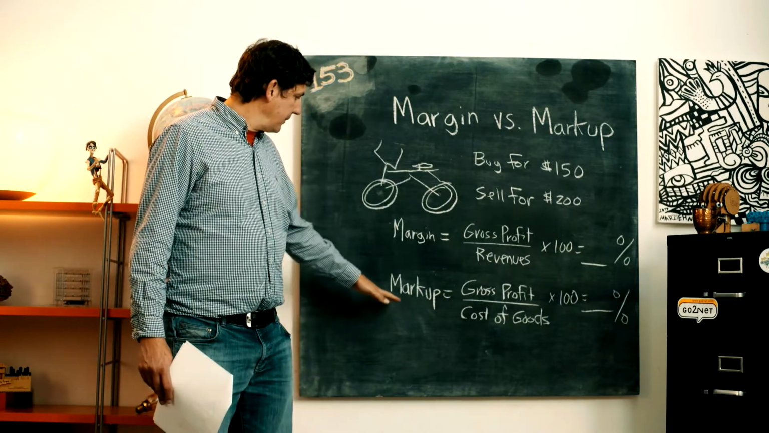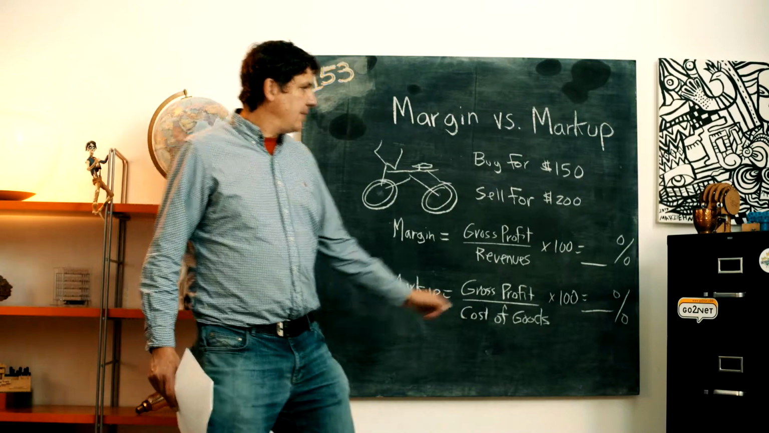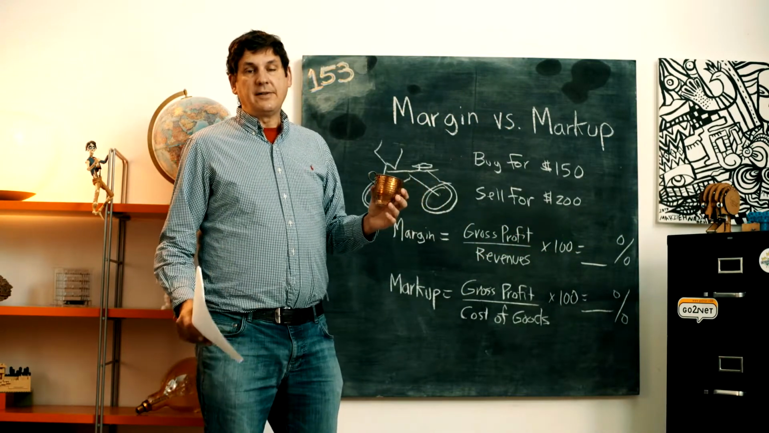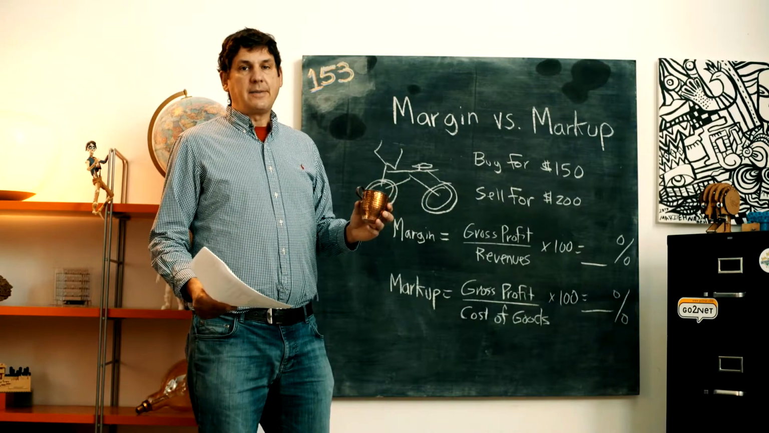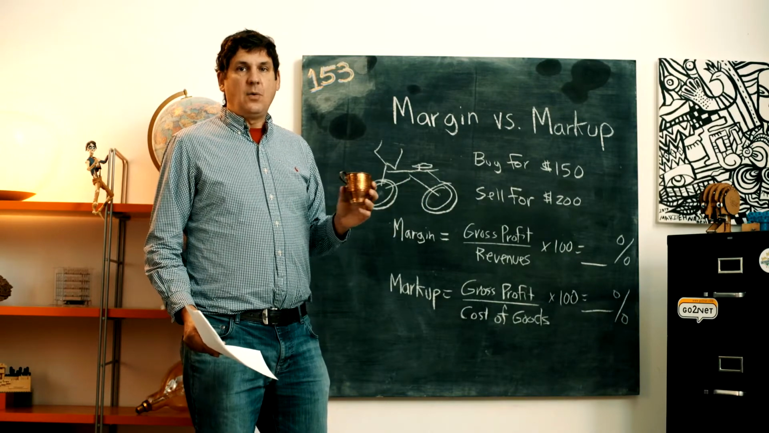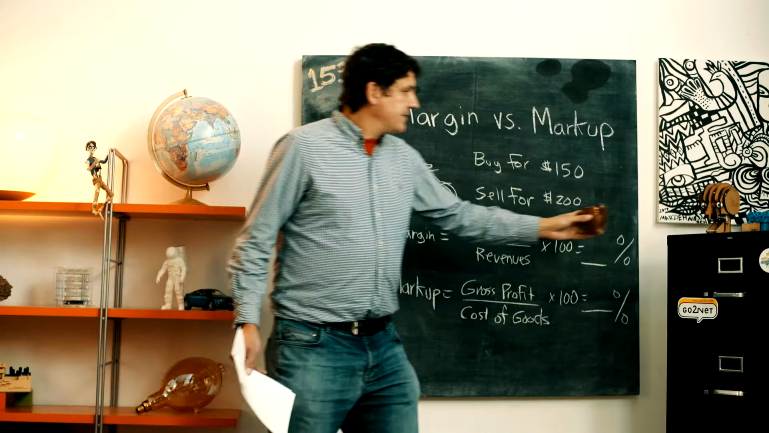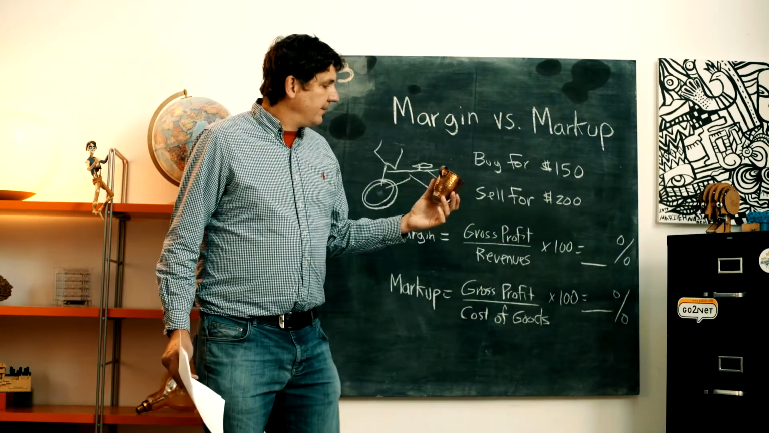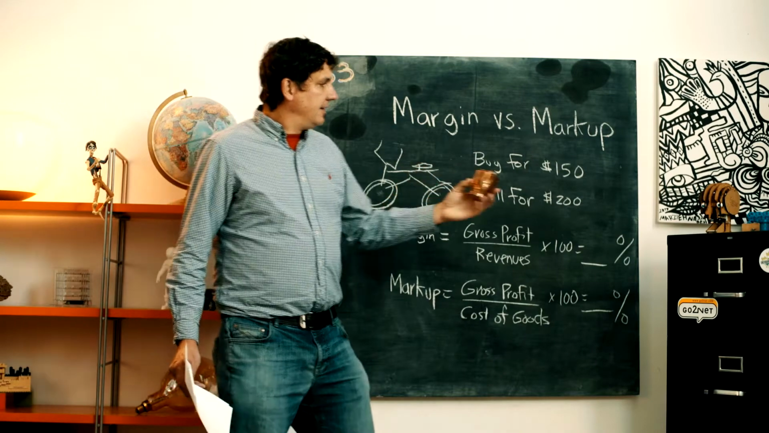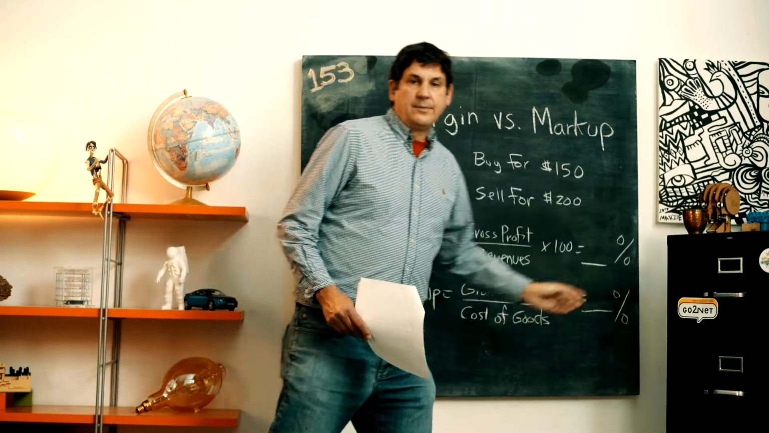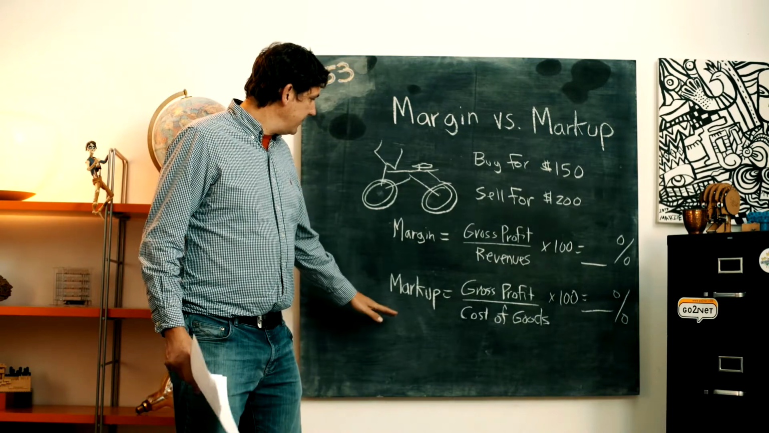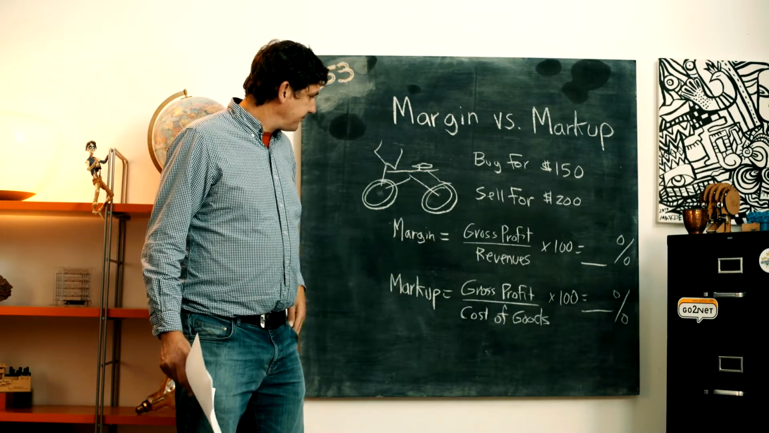An example of markup would be if we buy, let's say, this cup here for $10 and we sell it for $20, that would be 100% markup. In other words, we're selling it for twice what we bought it for. Whereas if our cost of this is $5 and we sell it for $10, again, that would be another example of 100% markup. So markup is different than margin.